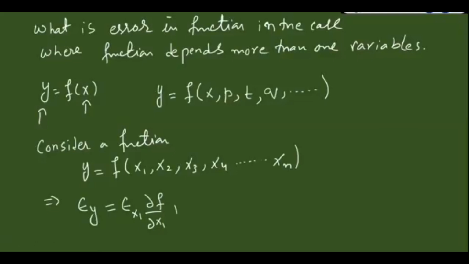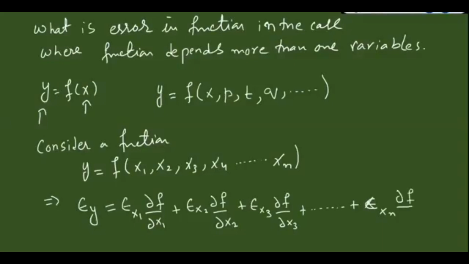plus, this is the different part, plus epsilon x2 times the partial derivative of f with respect to x2. Similarly, epsilon x3 times the partial derivative of f with respect to x3, and so on till the last variable, epsilon xn, so epsilon xn times the partial derivative of f with respect to xn. Now this is interesting.